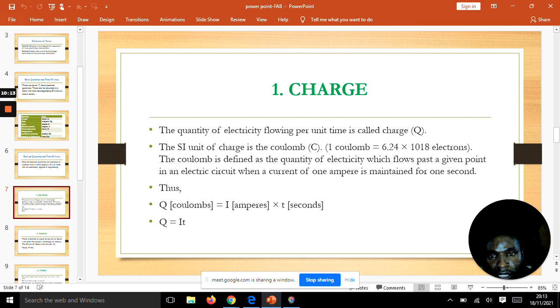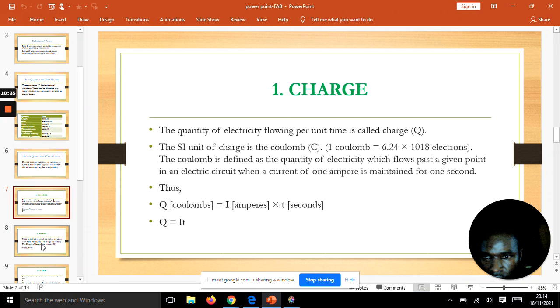So from that we have come up with a mathematical formula that can be used to calculate charge. Later on we shall use this formula to go through an example when we start embarking on the calculations.